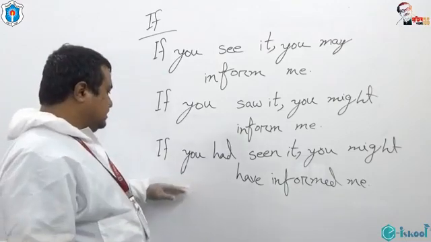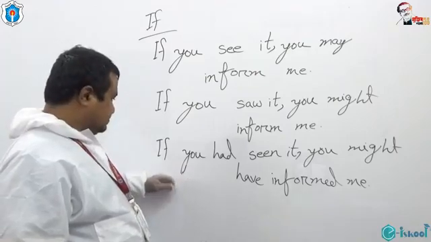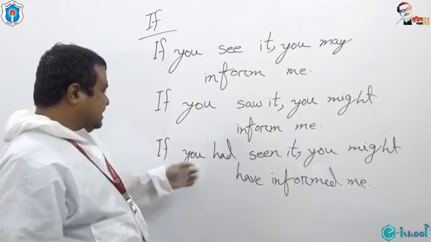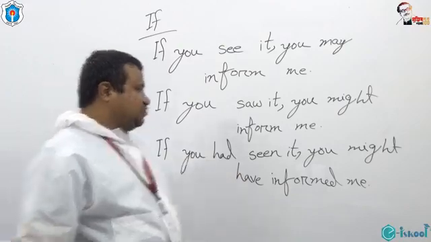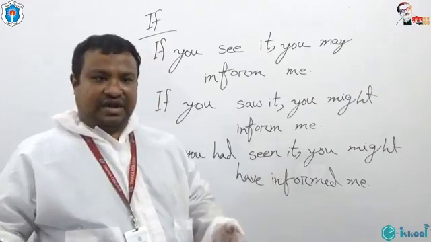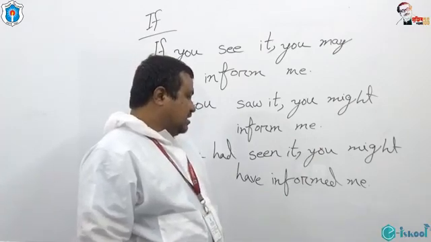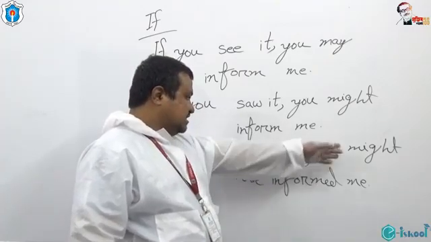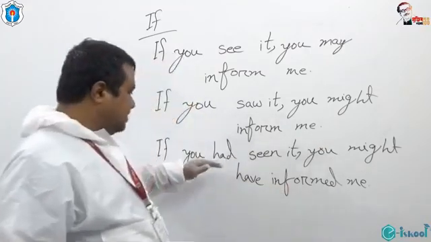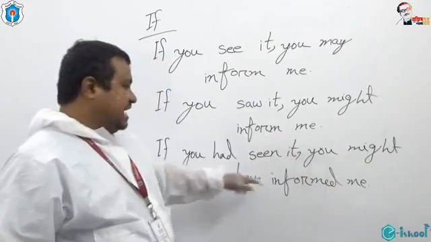When we are using the past perfect tense at the subordinate portion, that is, if you had seen it, then what we will do is, you might have informed me. We are using just the past perfect form of this might, that is might have. So here we have a past perfect form, had seen. Here we have another past perfect form, might have informed.